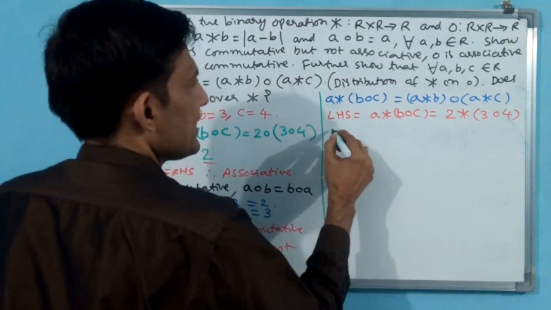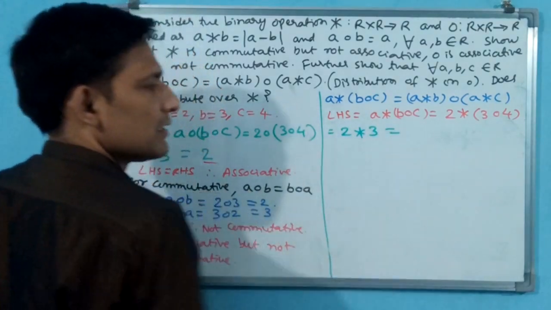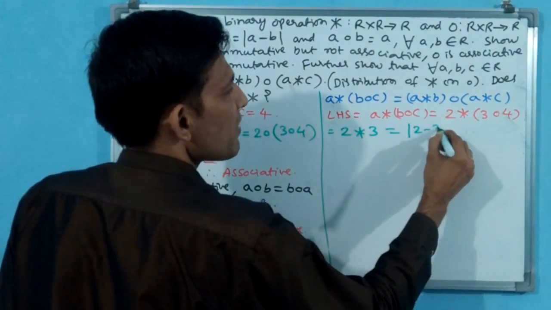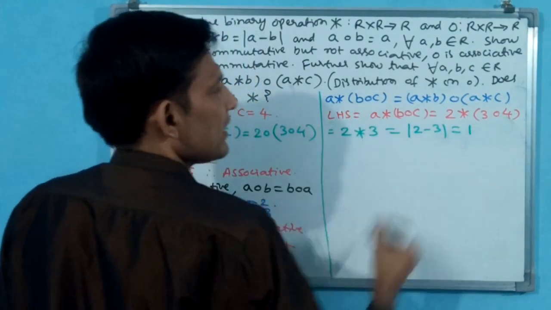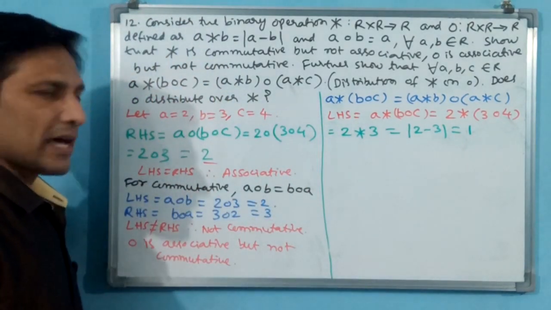Now you write again, that is equal to 2 star (3 O 4), which means 3 only. That's all. 2 star 3 means modulus of 2 minus 3. That is equal to 2 minus 3 is minus 1. Modulus of minus 1 means 1. That means LHS 1 has come here. Now you go for RHS also.